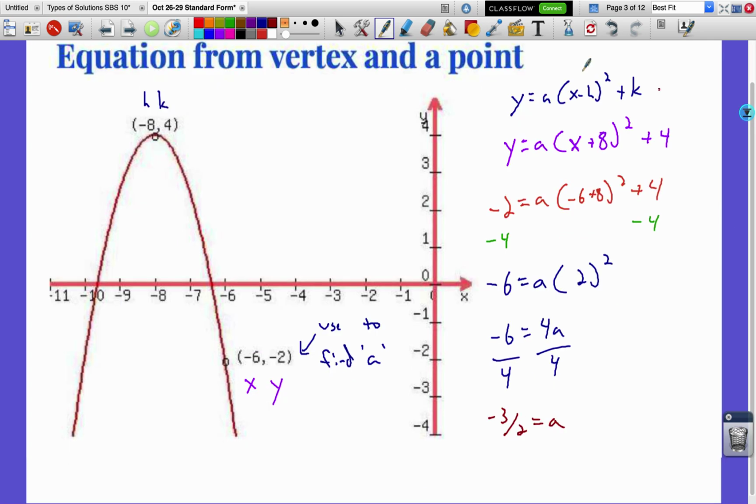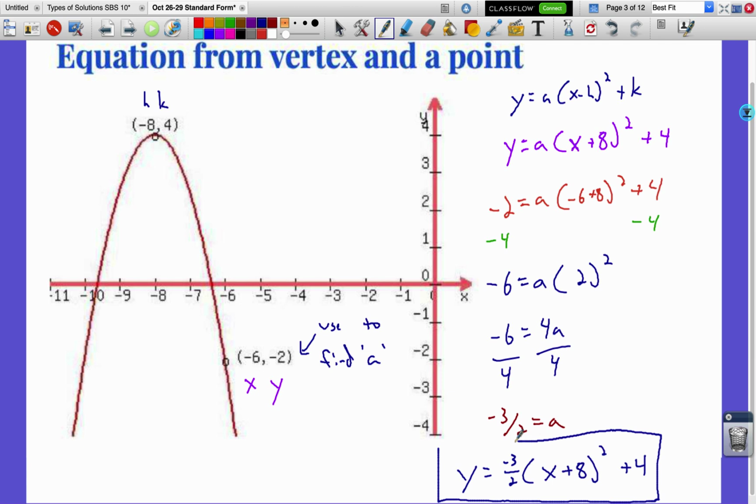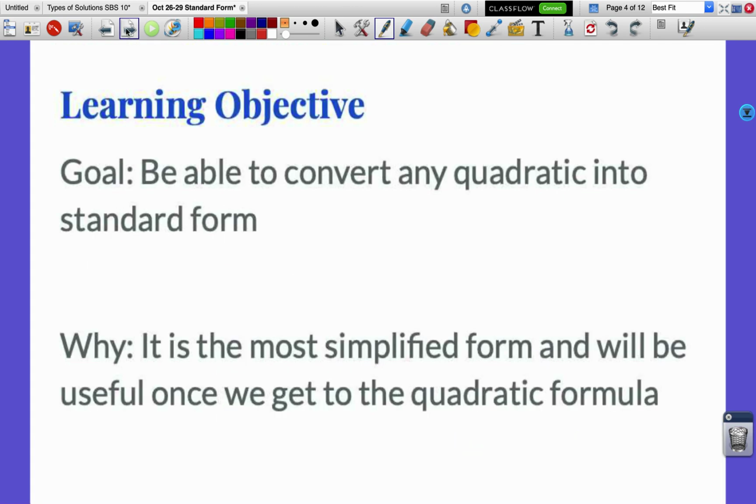All right, put that all together into one equation, and we get y equals -3/2 times (x, going back up here, plus 8) squared plus 4. So there's your equation with a, h, and k filled in. This equation will exactly recreate this red line.